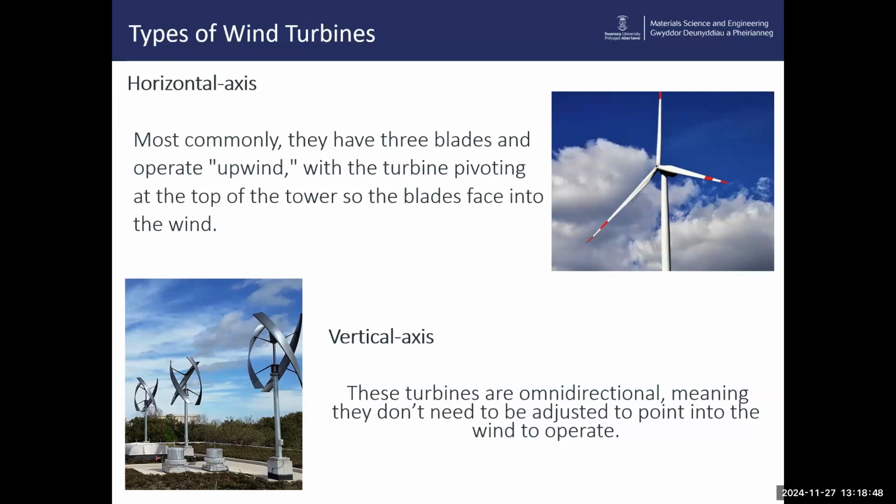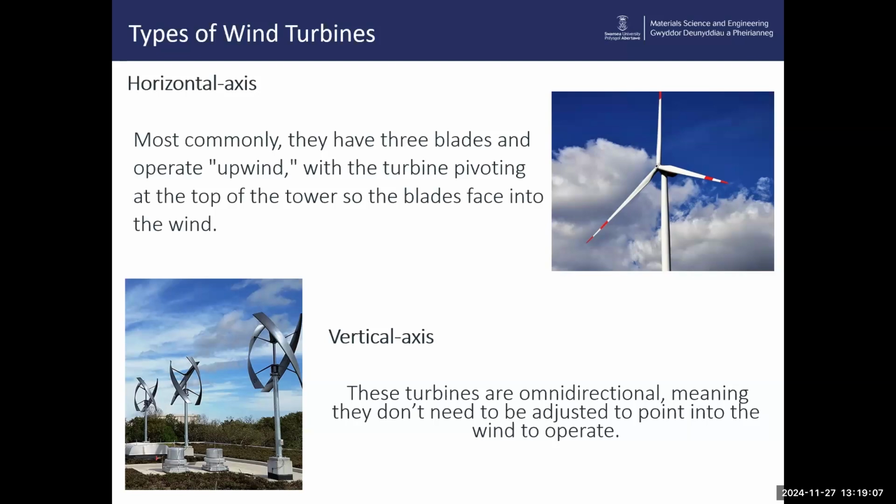So there are two main types of wind turbines. The first one you're probably more familiar with. It is a three-blade system, and these are called a horizontal axis wind turbine. These operate upwind, with the turbine pivoting at the top of the tower so the blades face into the wind.